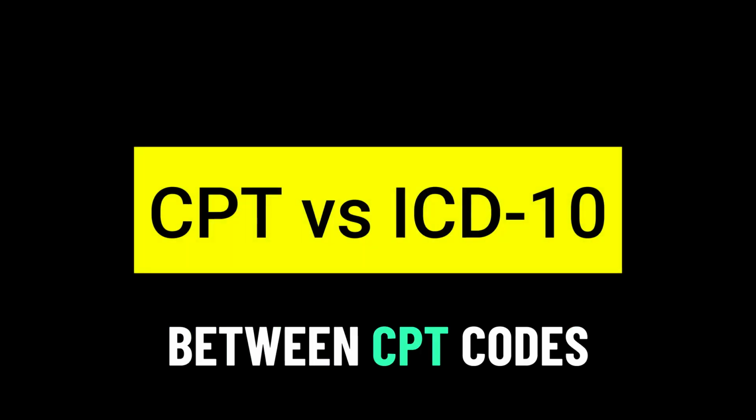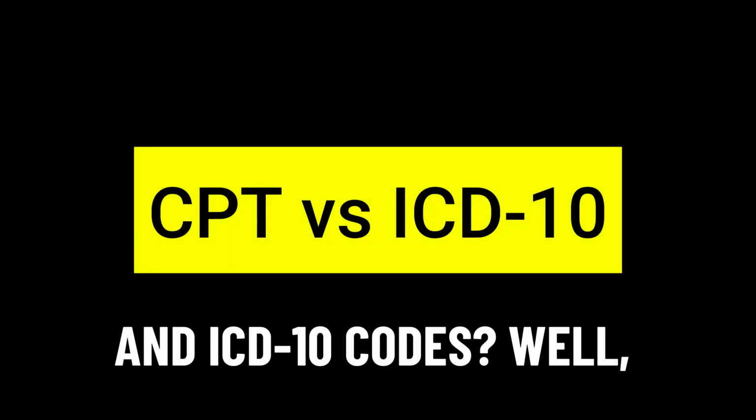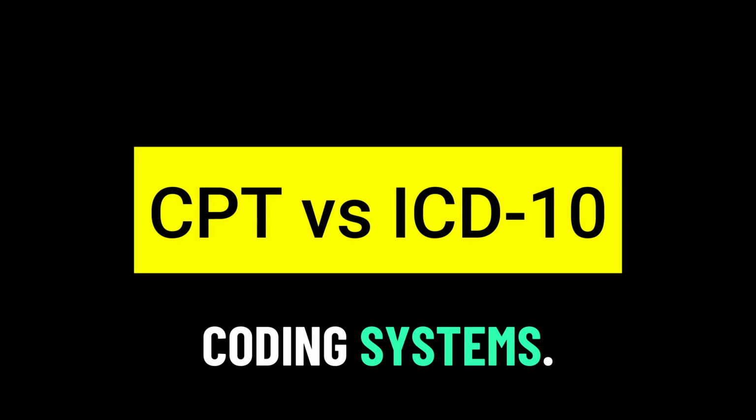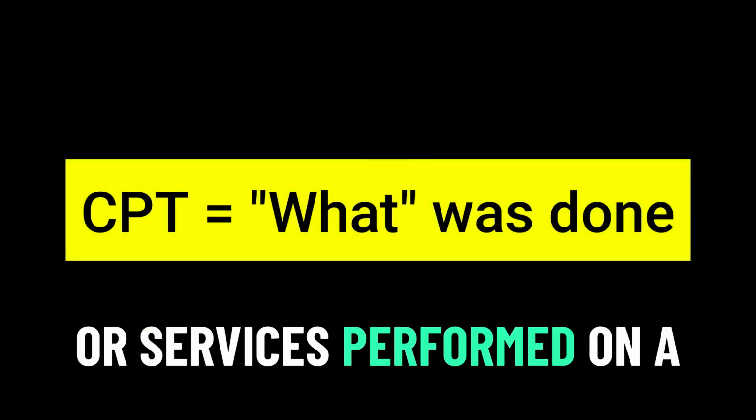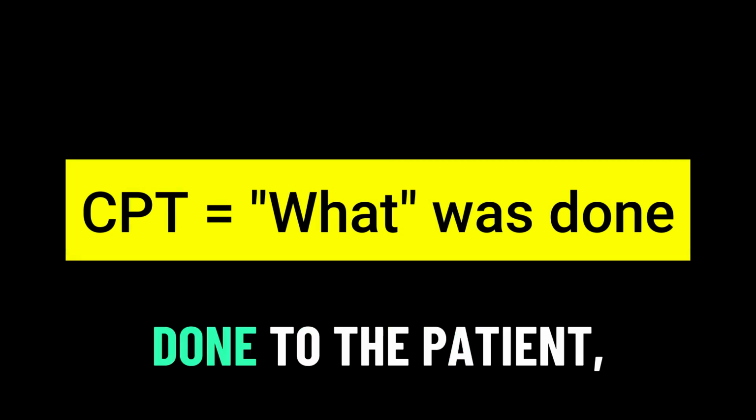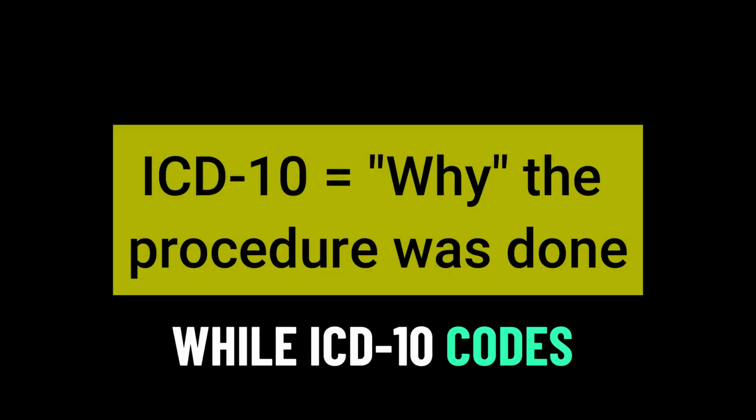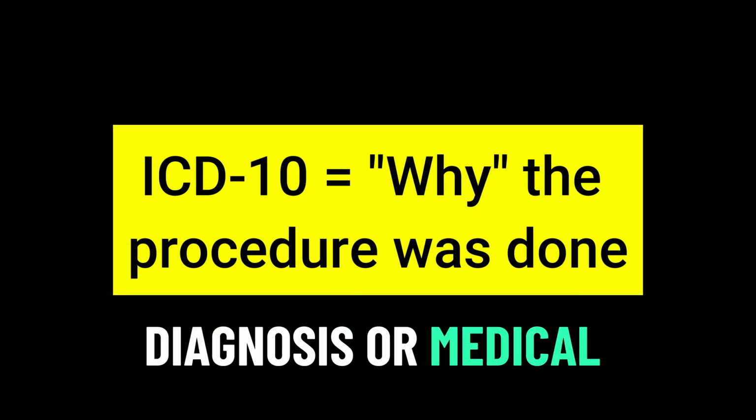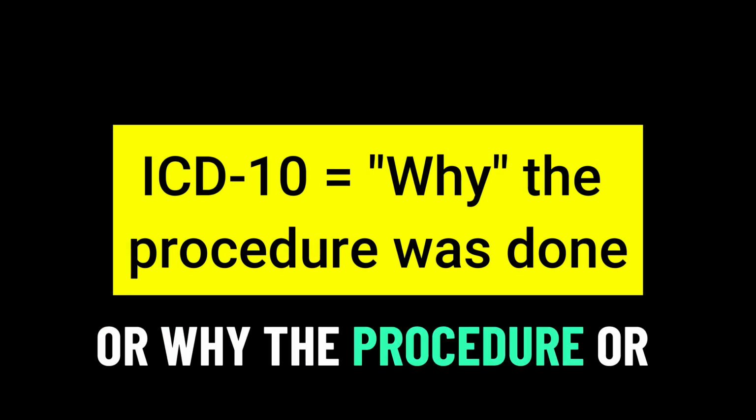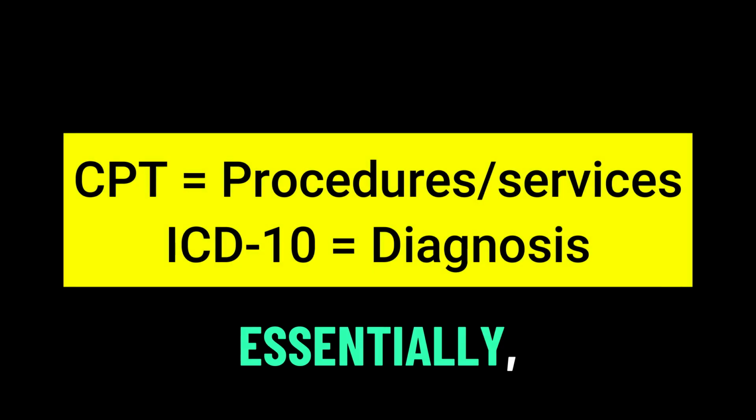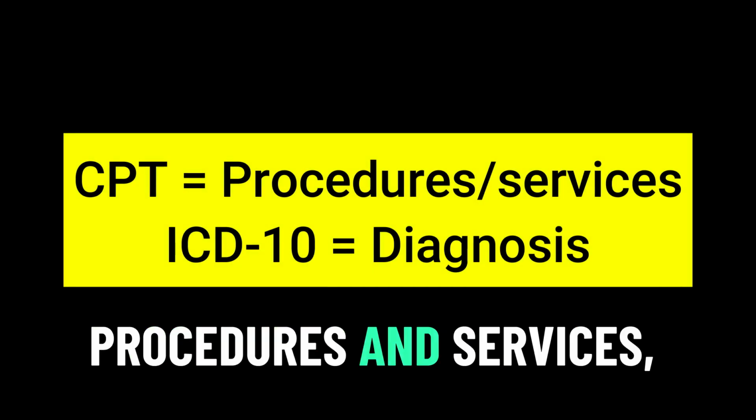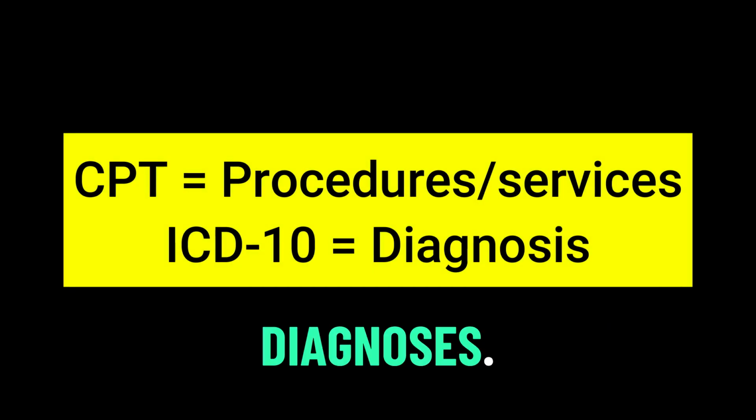What's the difference between CPT codes and ICD-10 codes? While both of them are medical coding systems, CPT codes identify the specific medical procedures or services performed on a patient, or what was done to the patient, while ICD-10 codes represent the patient's diagnosis or medical condition, or why the procedure or service was done. Essentially, CPT codes are for procedures and services, and ICD-10 codes are for diagnoses.